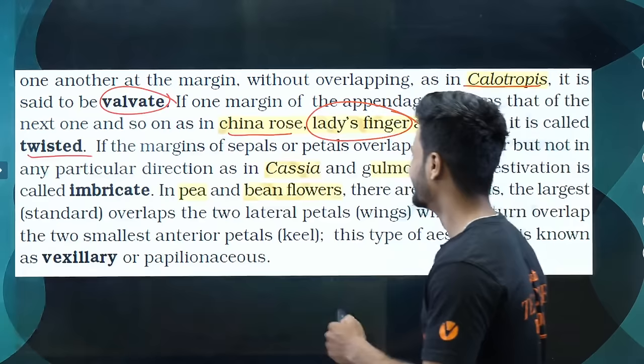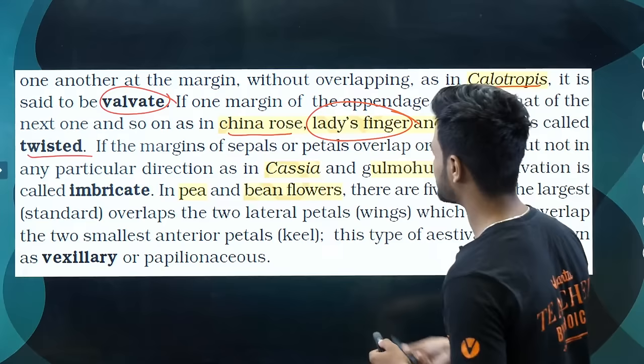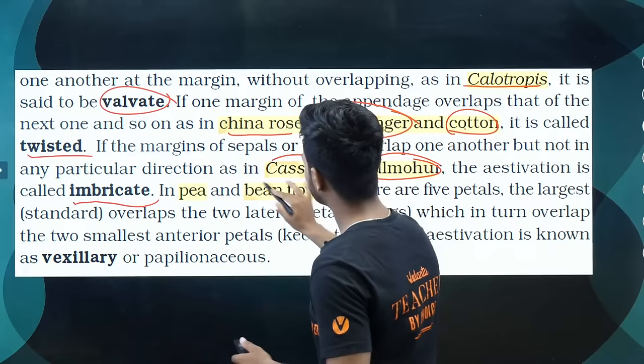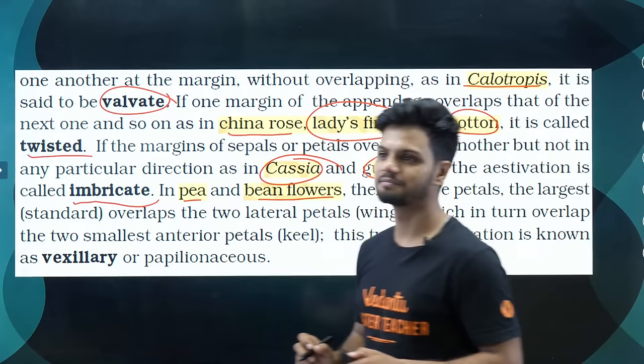Okay. Similarly, you can make for your imbricate estivation. Imbricate estivation is going to be your GC, group chat: Gulmohar and Cassia. For your vexillary estivation, we have your pea and bean flower.